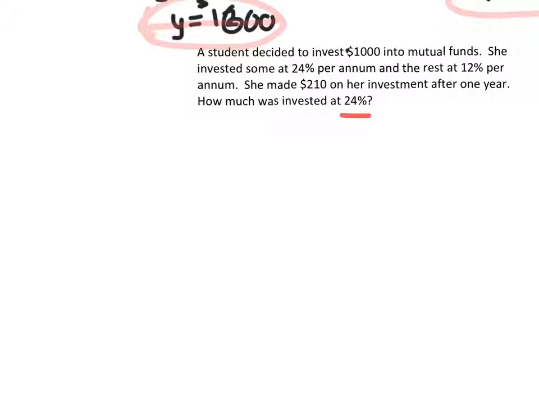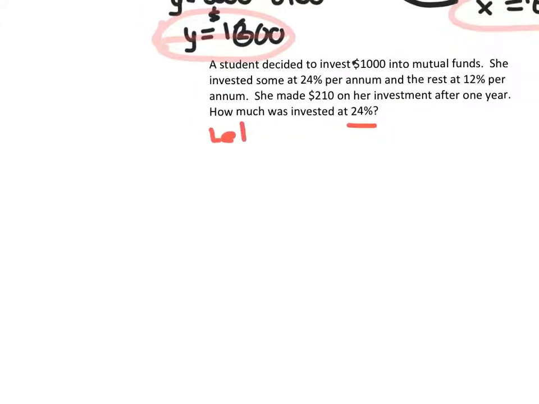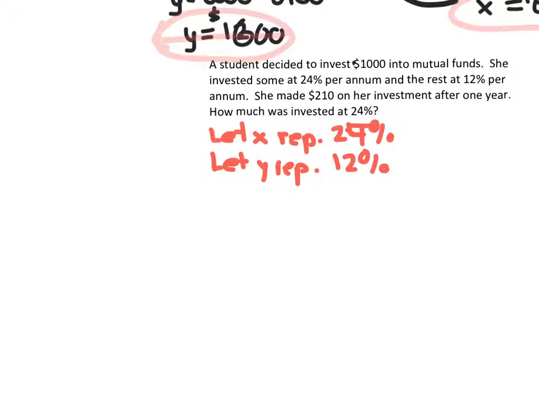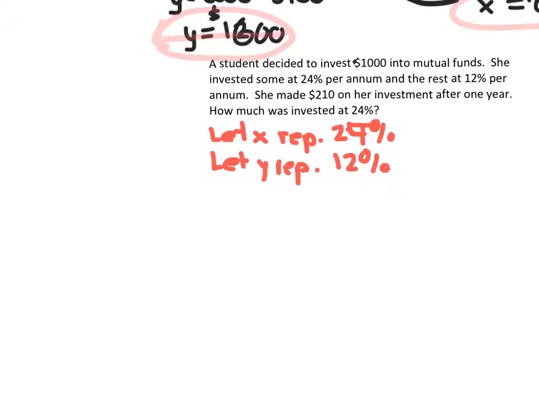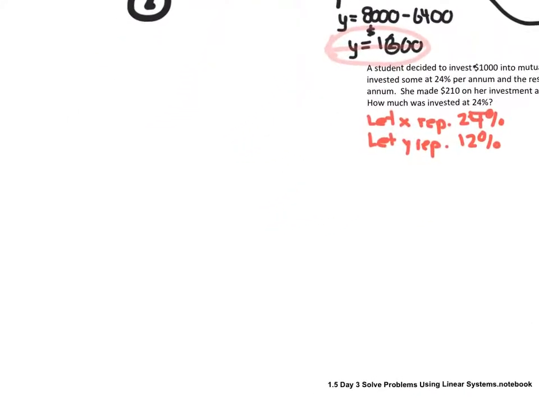So when you're looking for your variables, let's talk about that. So let x represent 24%, and let y represent 12%. So again, all we have to solve for in this case is x because they just want to know what the 24% is. So when you're going about this, we're going to think in that retrospect how to solve for just x.